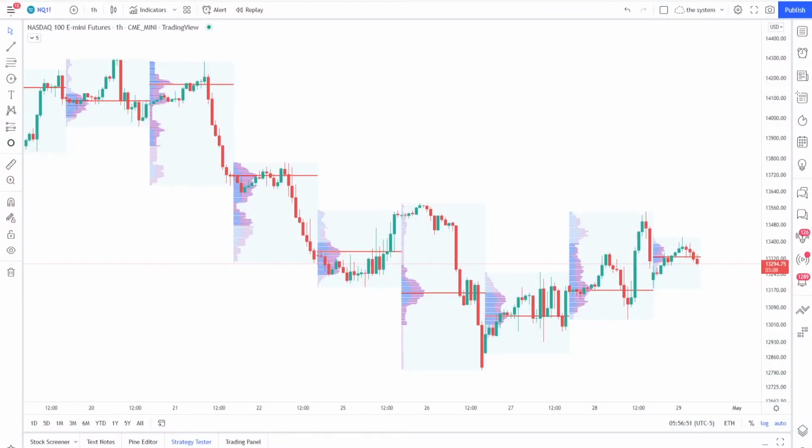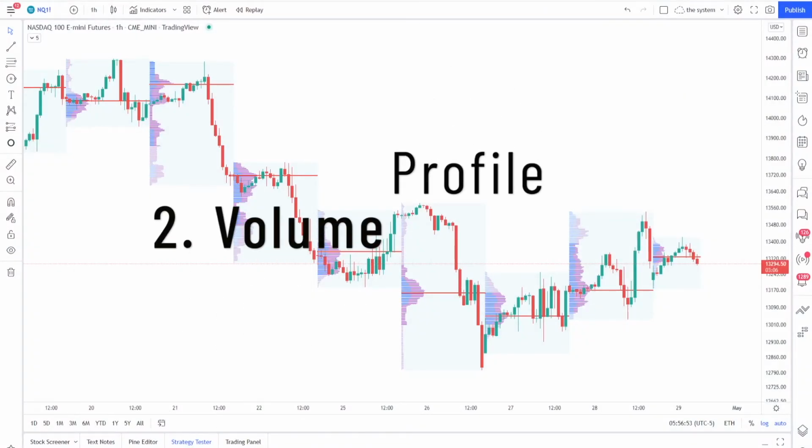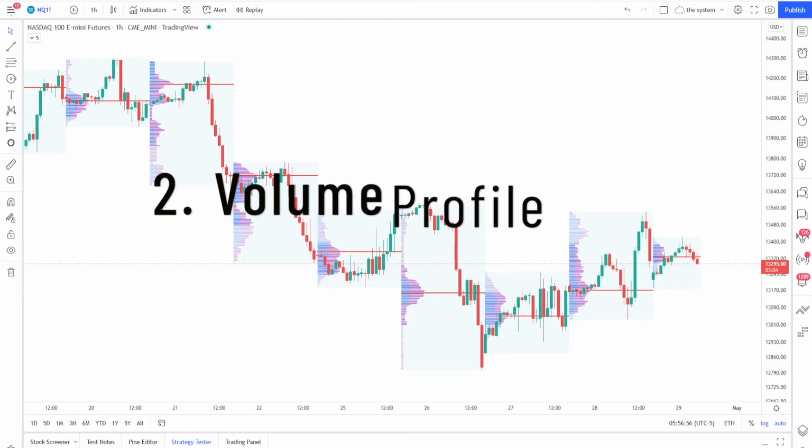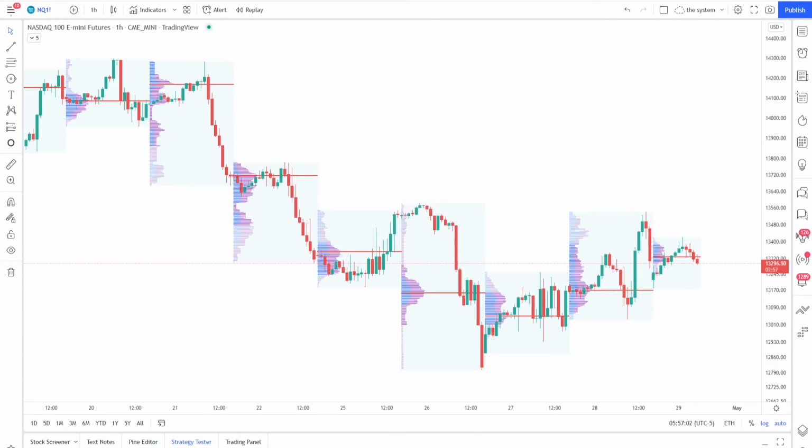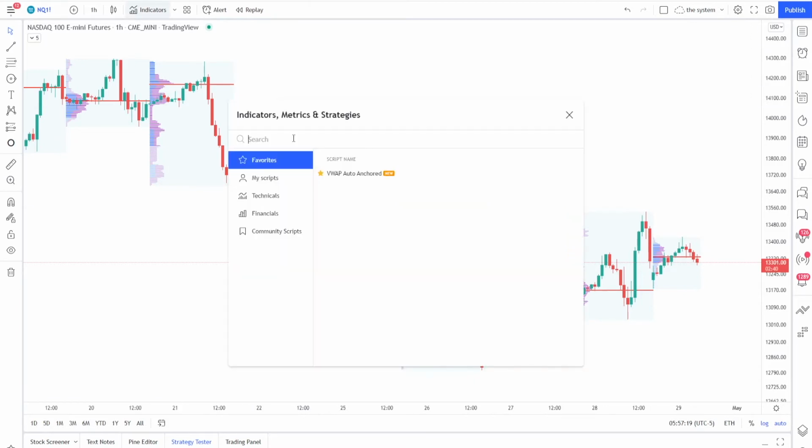So the second indicator that we're going to take a look at is the volume profile. I feel like every trader should have volume profile on their charts, whether they're trading a discretionary trading strategy or they have their entries and exits clearly defined. The reason I say that is because when we take a look at specifically the session range volume profile setting, so let me show you.